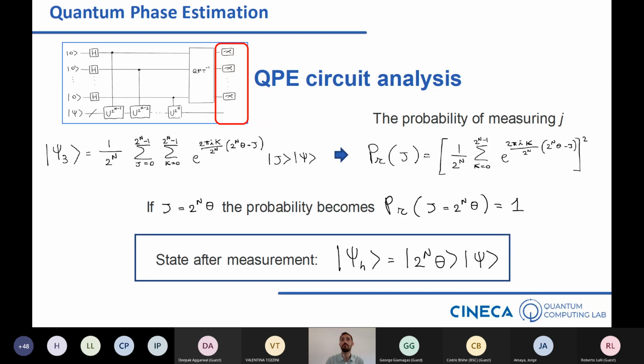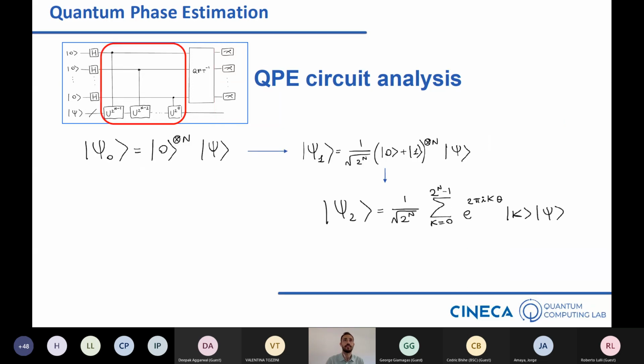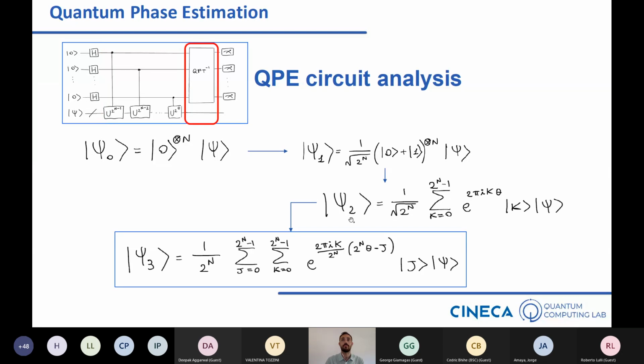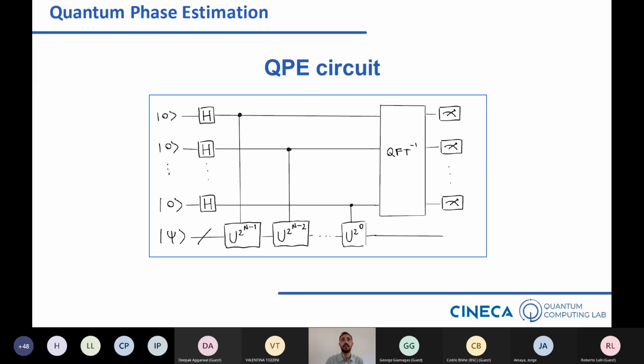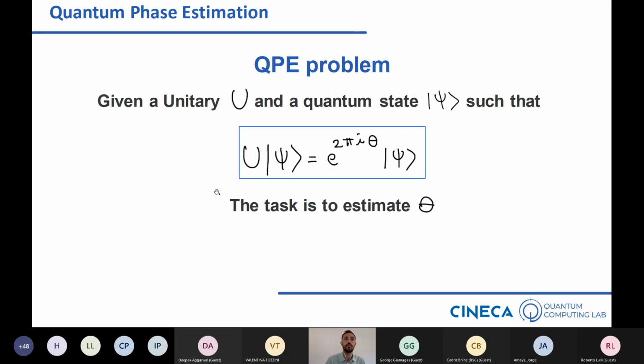But okay, this is the idea. However, keep in mind that the mathematical formulation is quite complex. You have to skip some part, but the idea is the following. You have this circuit that allows you to have theta in output. So the theta that you're looking for is the one associated with the state that you are using, and the unitary matrix whose eigenstate is psi.